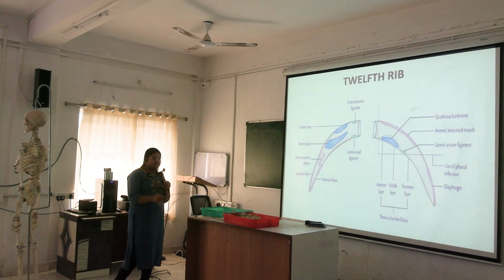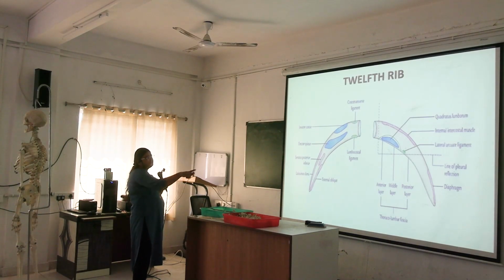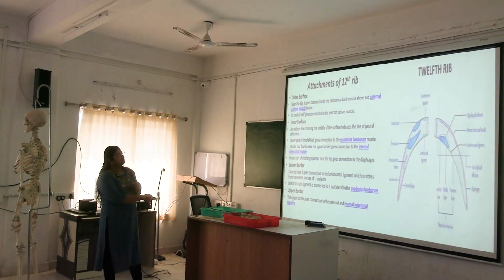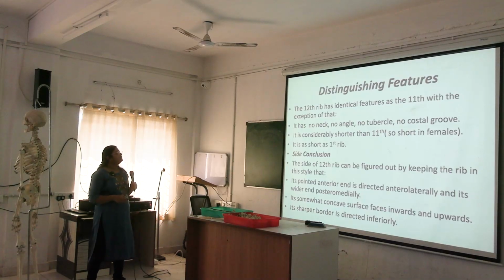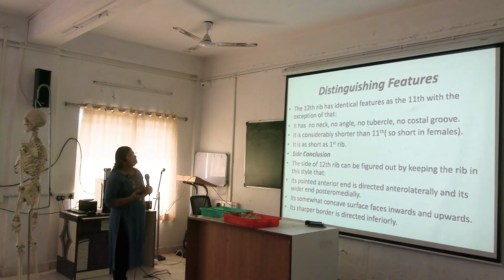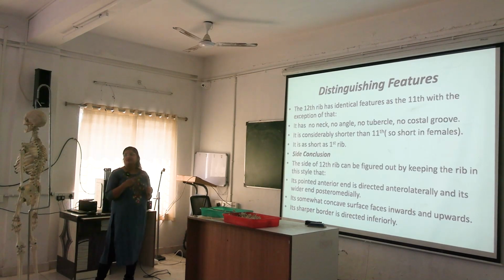Some of these attachments are important: the diaphragm, the thoracolumbar fascia, quadratus lumborum, latissimus dorsi, external oblique, and erector spinae. So, distinguishing features of the 12th rib. The 12th rib has features identical to the 11th, except that it has no neck, no angle, no tubercle, no costal groove, nothing, only head and shaft.